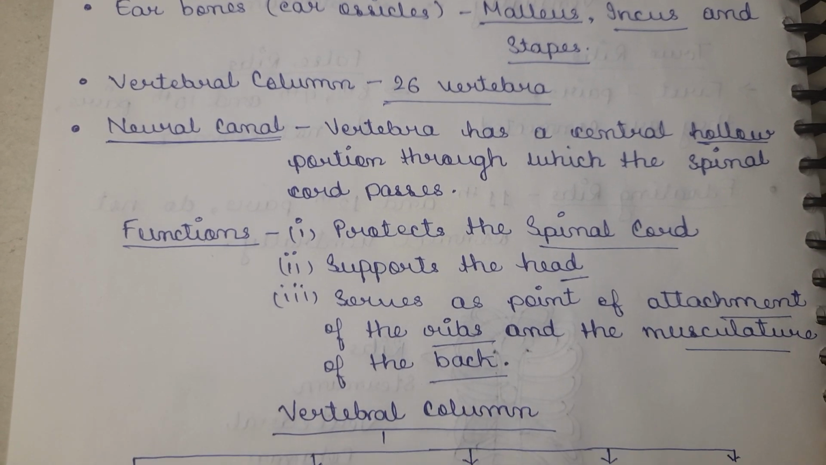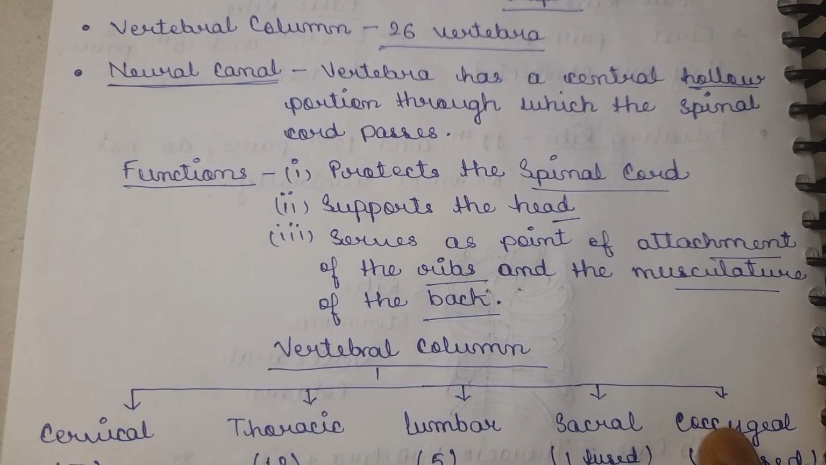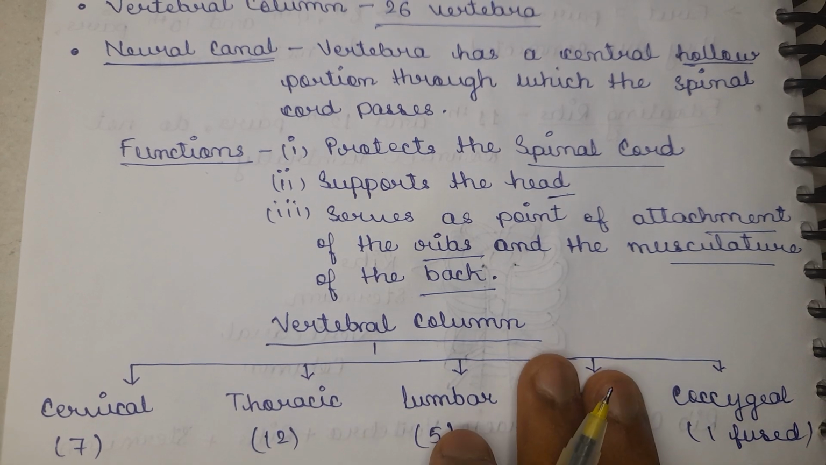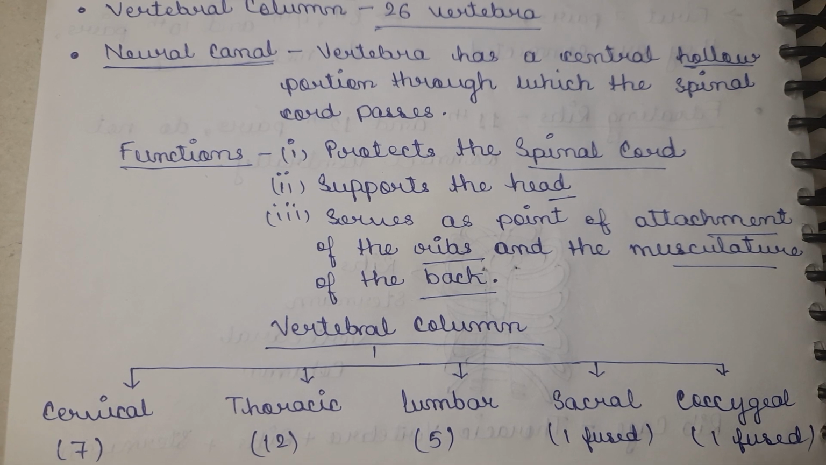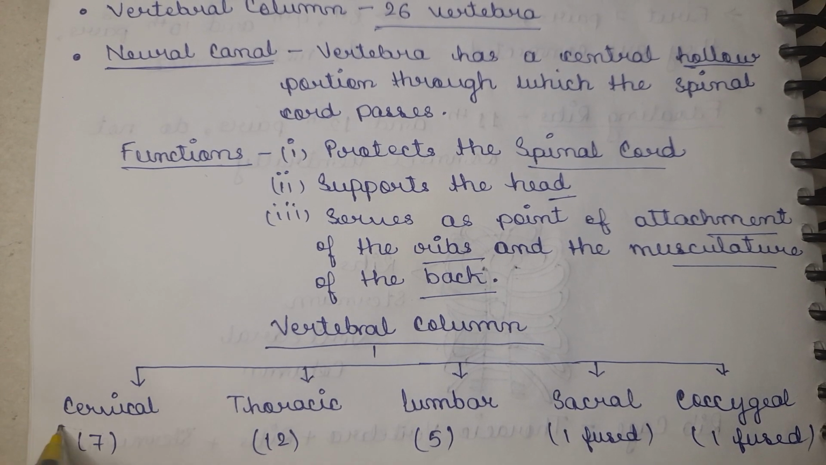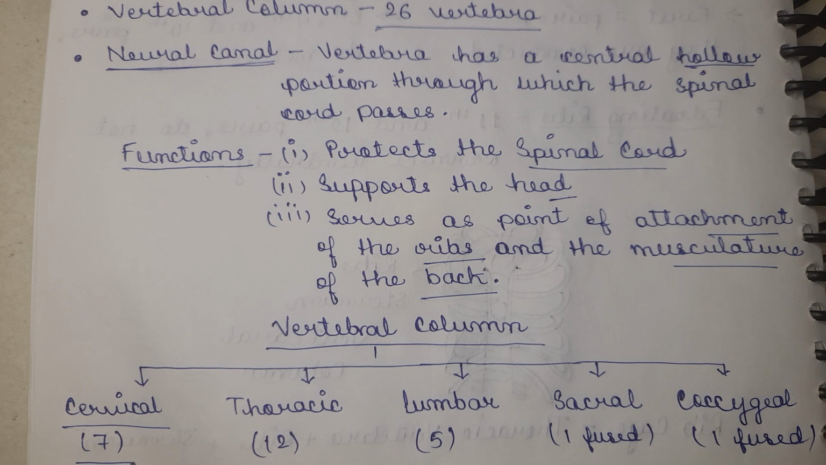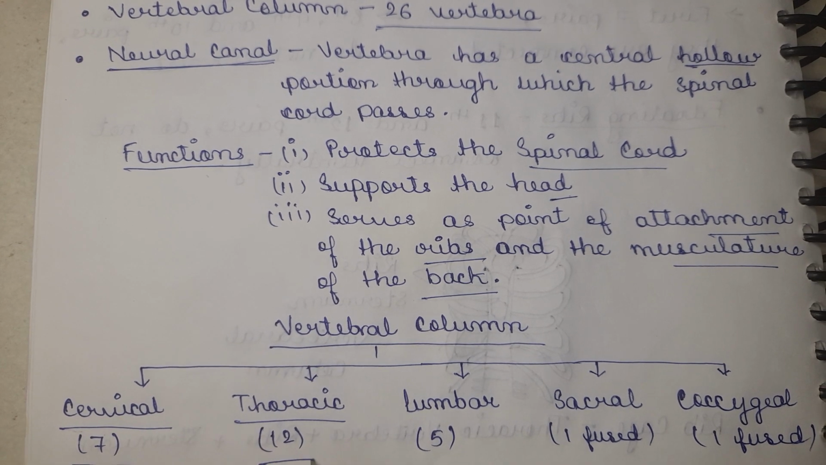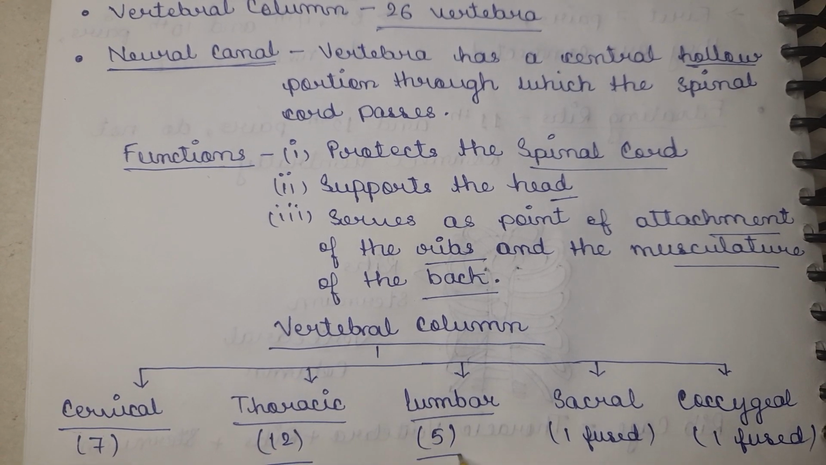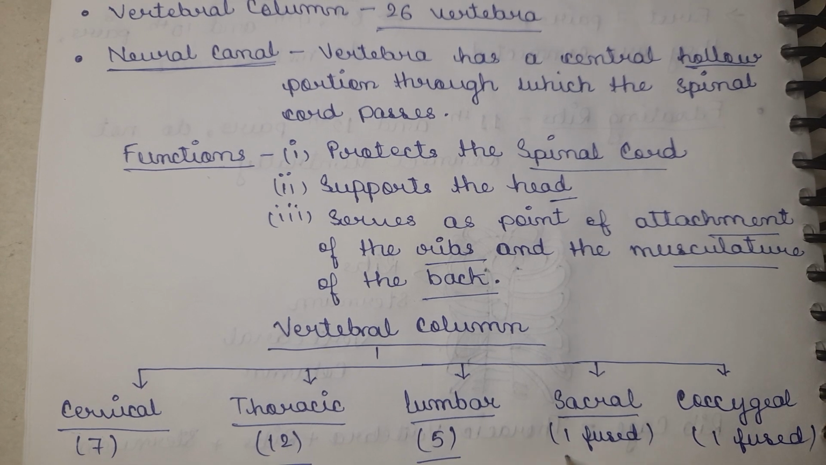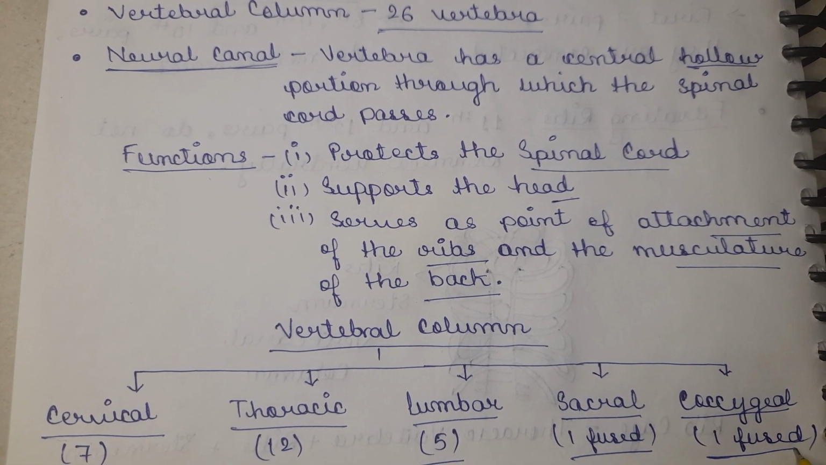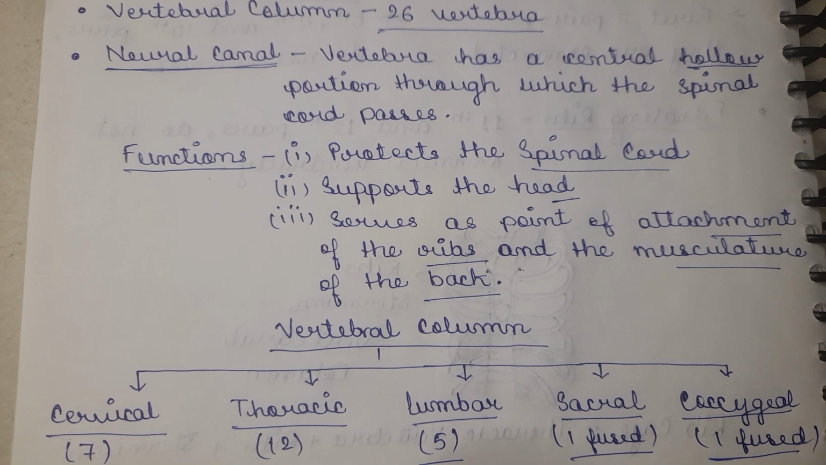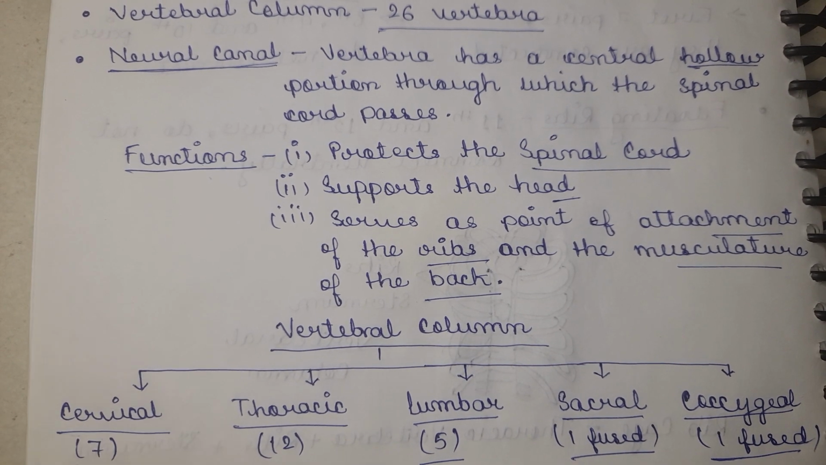Our next topic is the number of vertebrae in the vertebral column and their parts. The vertebral column is divided into 5 divisions. The first is the cervical, with 7 vertebrae. Thoracic there are 12, lumbar there are 5, the sacral is 1 fused bone, and the coccygeal is 1 fused bone. Together they make up 26.